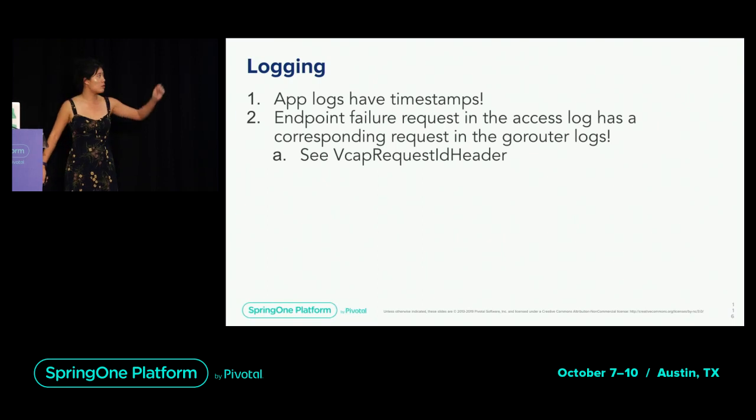We also have some information about logging. First and foremost, application logs have timestamps too, so you can correlate what's happening in the application with logs in like the Go router or HAProxy. Also, you can correlate the access logs in the Go router to the Go router logs themselves by using the VCAP request ID header.